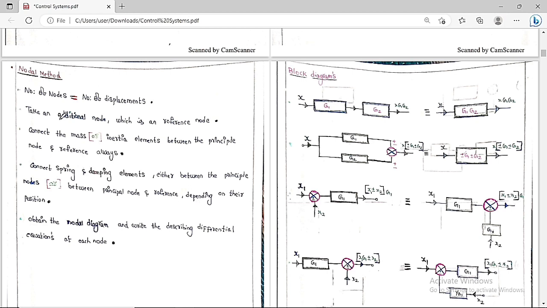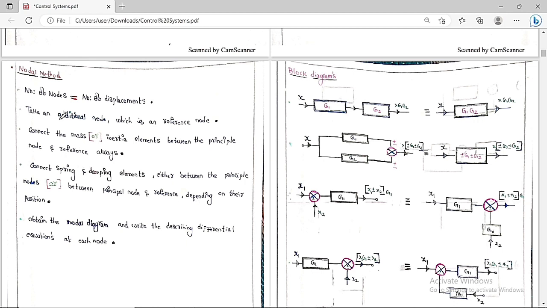Listen carefully. Suppose in the question a very complex system is given. With the help of this method we draw the nodal diagram for that complex system. Now if you write the differential equation at each and every node, we get some equations. Those equations are basically the differential equations of the original complex diagram. This is the basic principle of the nodal method.